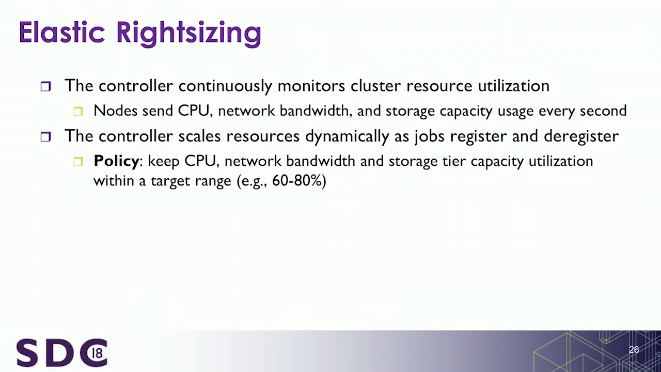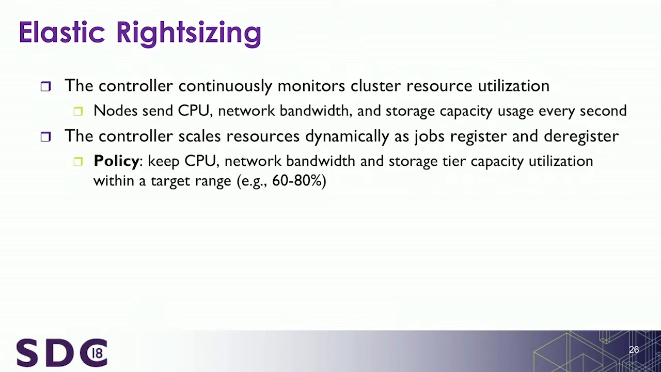Now, in addition to selecting a resource allocation and assignment for a job upfront when it registers, the controller is always monitoring the state of the cluster. And so it's looking at CPU, network bandwidth, and storage capacity utilization. The policy for scaling up and down the resources in the cluster is trying to keep utilization within a target range across these three dimensions of CPU, network bandwidth, and capacity, which can be empirically tuned. And in our deployment, we're using 60% as a lower end and 80% as the higher end.